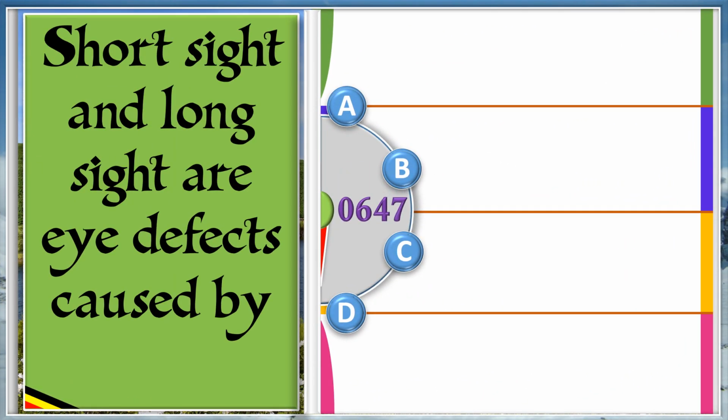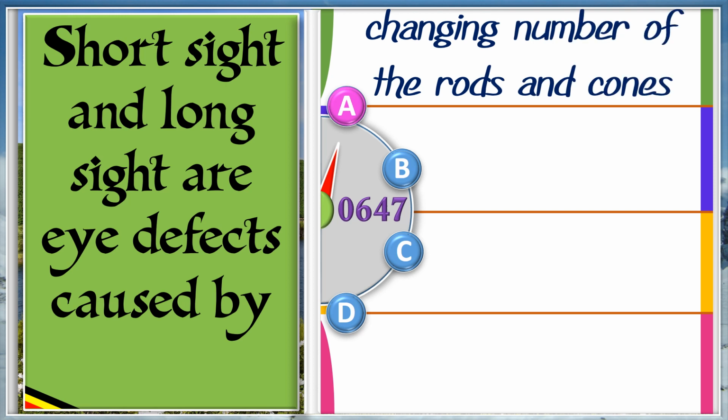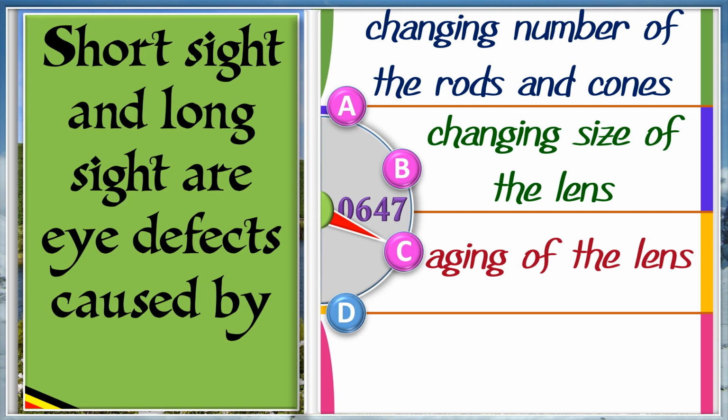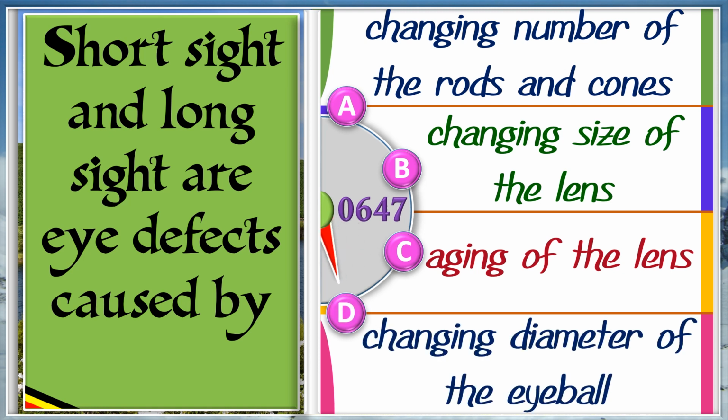Short sight and long sight are eye defects caused by A. Changing number of rods and cones. B. Changing size of the lens. C. Aging of the lens. D. Changing diameter of the eyeball. And the answer is D. Changing diameter of the eyeball.